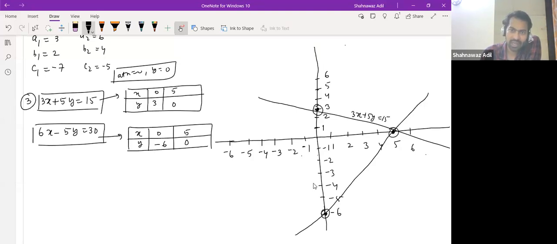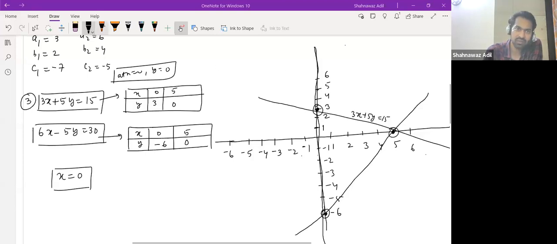Okay, and the third line is x equals 0. So x equals 0 is which axis, guys? On which axis? The y axis, right? So on the y axis, at each point of y, we have x equals 0. So on the y axis.